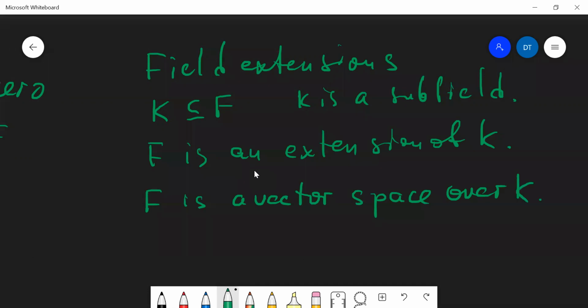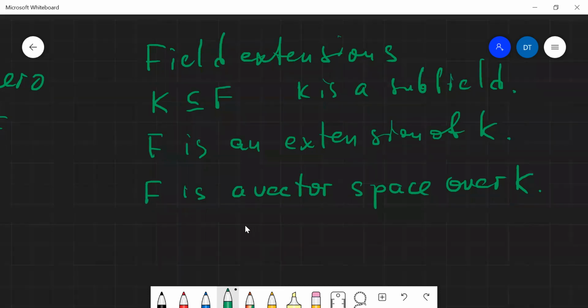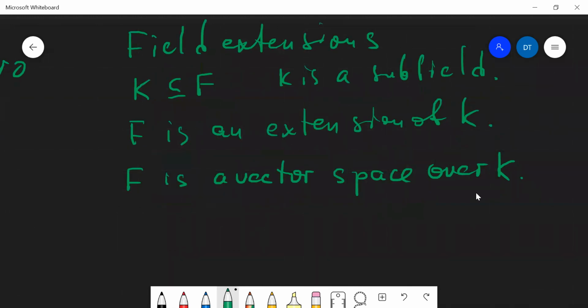Do you request F to be a field? Yeah, both of them are fields. F and K are fields. But for this fact, it doesn't matter. I just want to consider fields only. I just don't want to bother with more general rings.